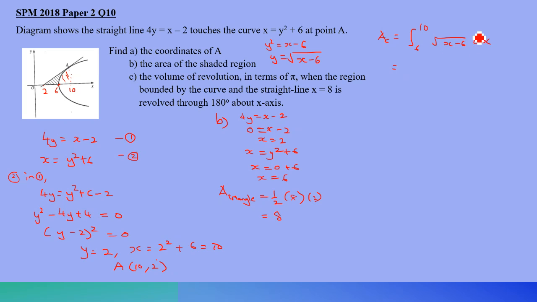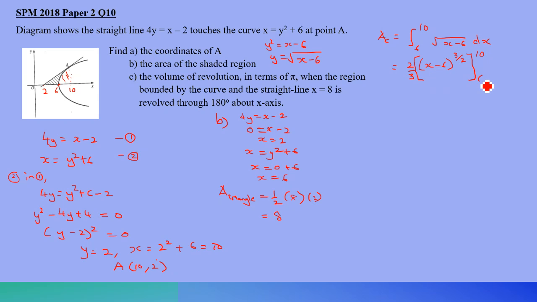Recall, this square root means power of half. So when you integrate x minus 6 to the power of half, plus 1 will be 3 over 2. Divide by 3 over 2, you change it, it becomes 2 over 3. Okay, because dividing by 3 over 2. This is using your power rule. We consider the substitution method on the concept of power rule. Okay, substitution method, you can work it out. So 2 over 3, x minus 6 to the power of 3 over 2.